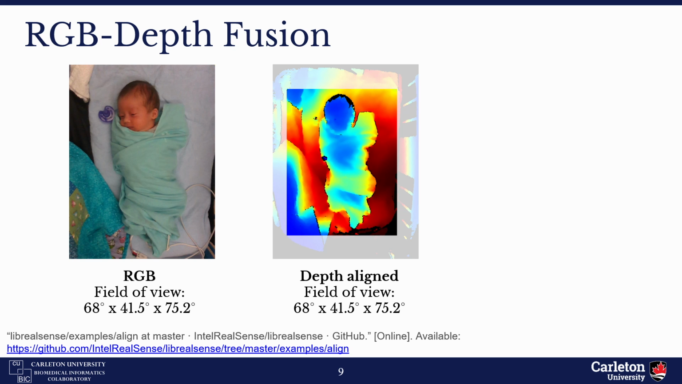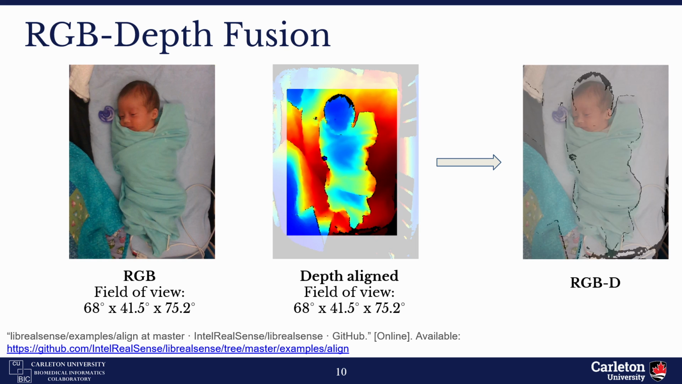A transform function provided by Intel was therefore used to align the depth image to the RGB spatial image resolution. Once both images are aligned to the same resolution, we can perform RGB-D fusion so that in one image, both RGB and depth information are included.